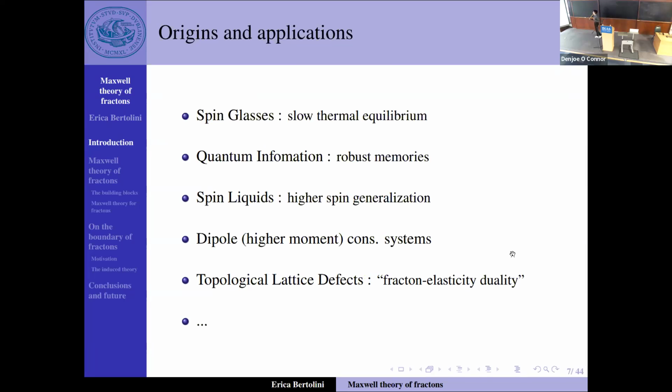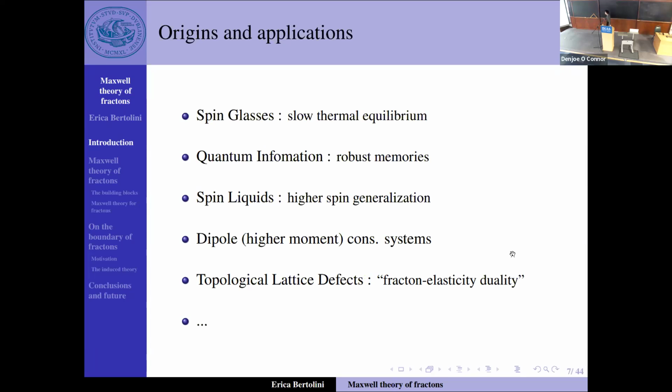So, concerning the history and the application of these fracton models, they were born in the context of condensed matter and spin glasses. In a way, they were useful to build models for describing materials that slowly reach thermal equilibrium.